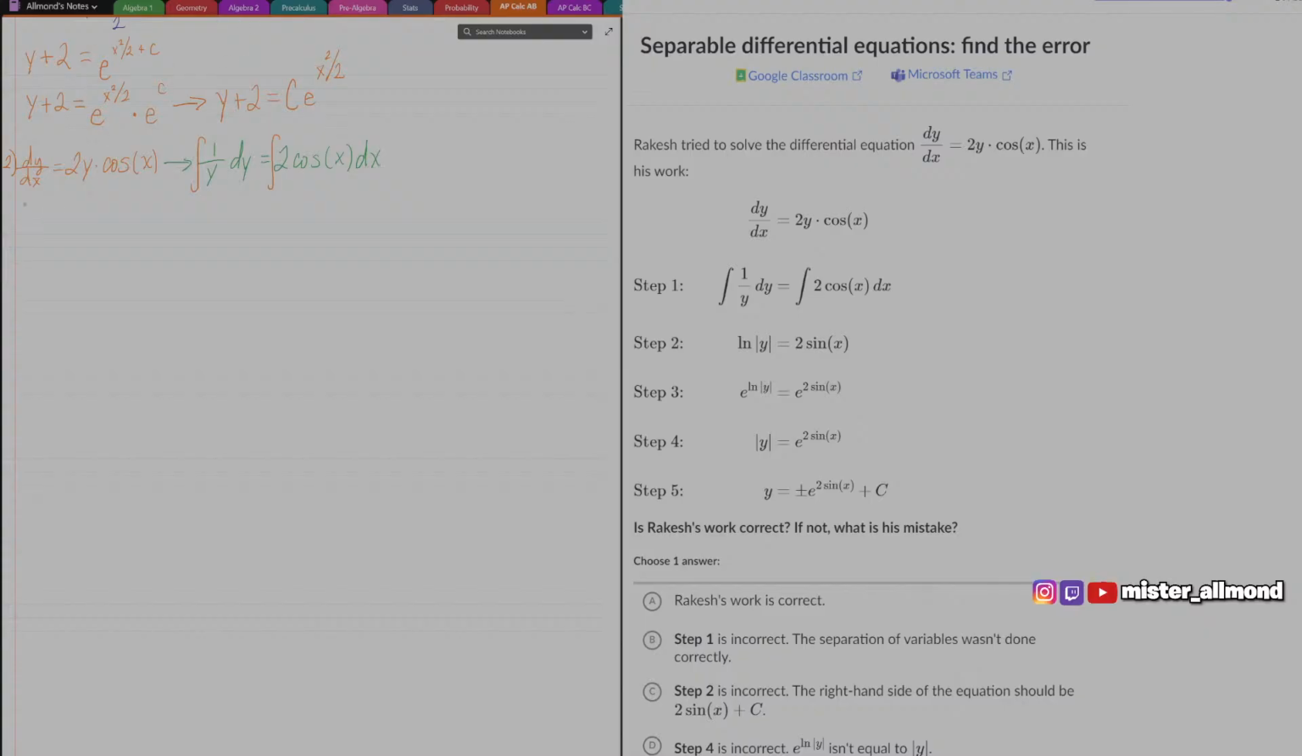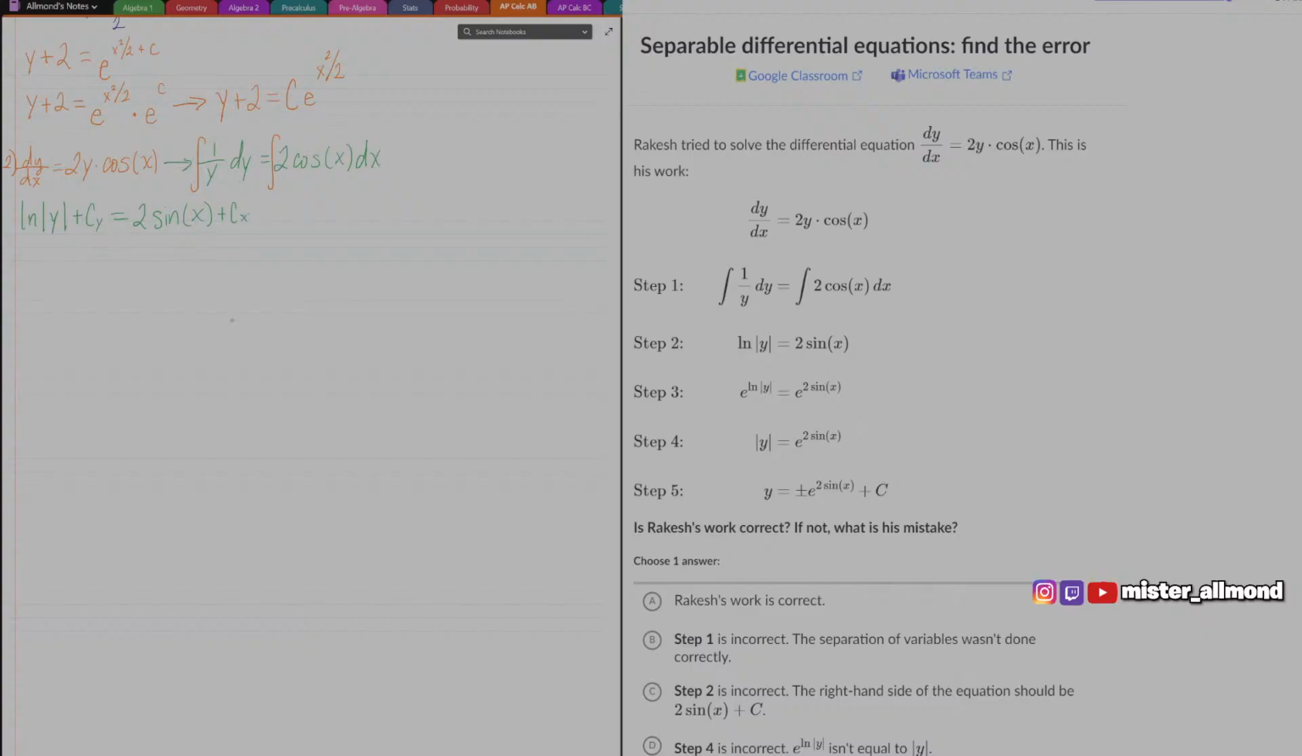So the left side's integral is just going to be the natural log of the absolute value of y plus c sub y, or you can call it c1 and c2, whatever you want. And then I'm going to say equals, and integrate the right side. The integral of cosine is going to be sine. The only reason I know that is because the derivative of sine is cosine. So this right-hand side's integral is going to be 2 sine of x plus c sub x.